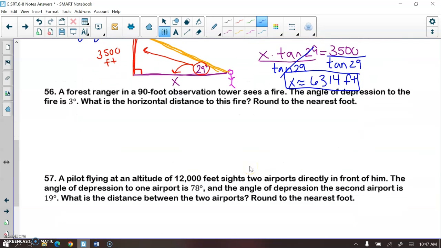All right. A forest ranger in a 90-foot observation tower sees a fire. So we're going to draw a tower. And this person's at the very top of the tower, and they see a fire down below.